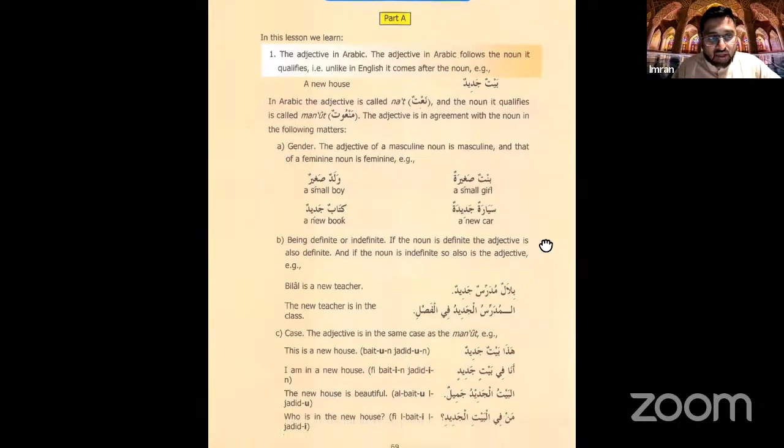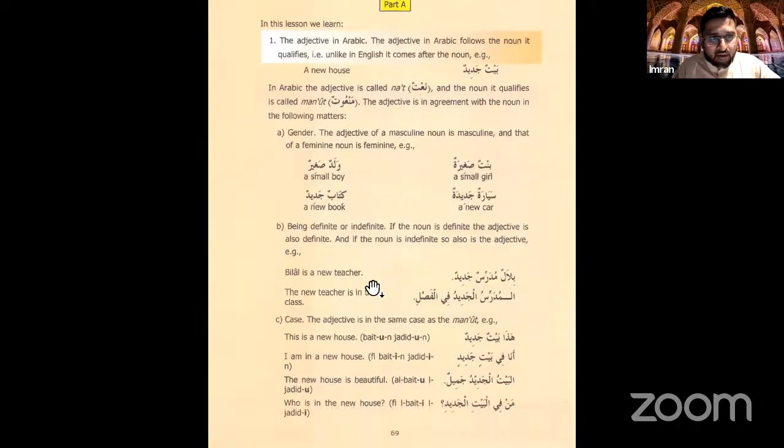For number B, Azmina, can you read number B? And then Shahida Zaidi, read number C. Being definite or indefinite. Bismillah.